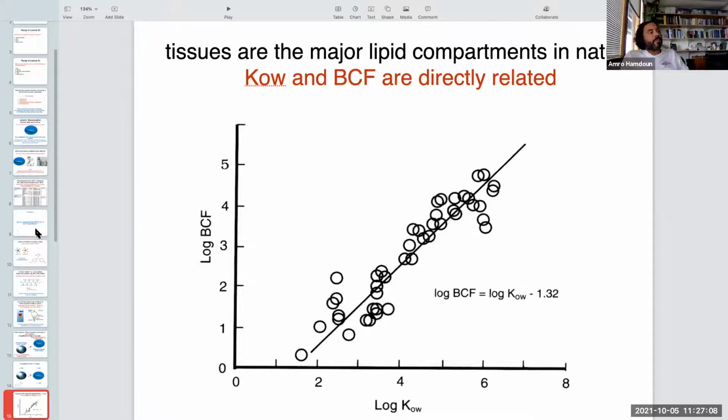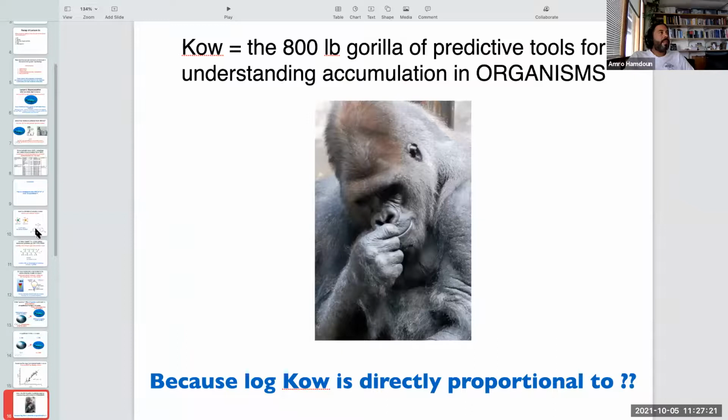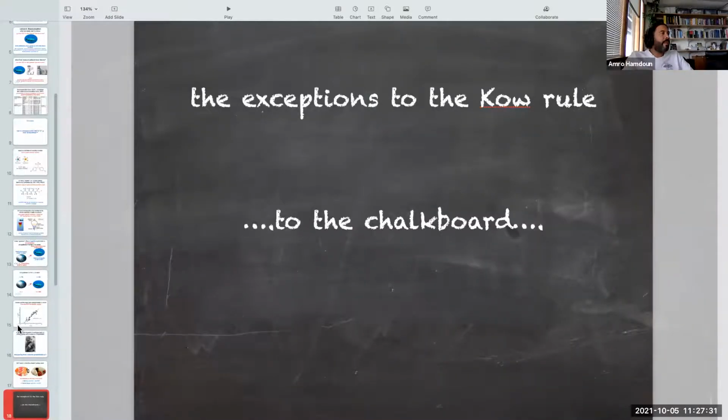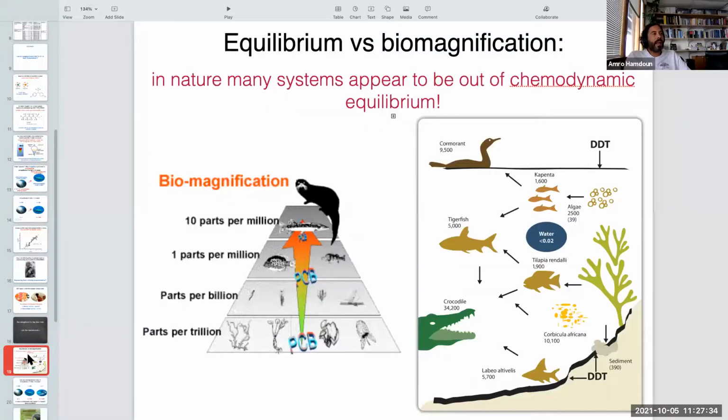Okay, so tissues are the major lipid compartments in nature, and octanol water partition coefficient and bioconcentration factor are directly related, right? And so we have these examples of things that don't behave, and I'm not gonna spend too much time on those, but we know that sometimes they're out of equilibrium. So in nature, many systems appear to be out of chemodynamic equilibrium. And what's actually going on is biomagnification at a scale that looks really striking.